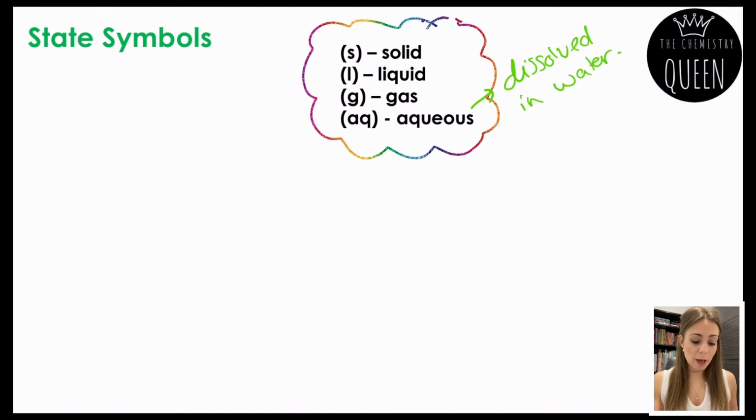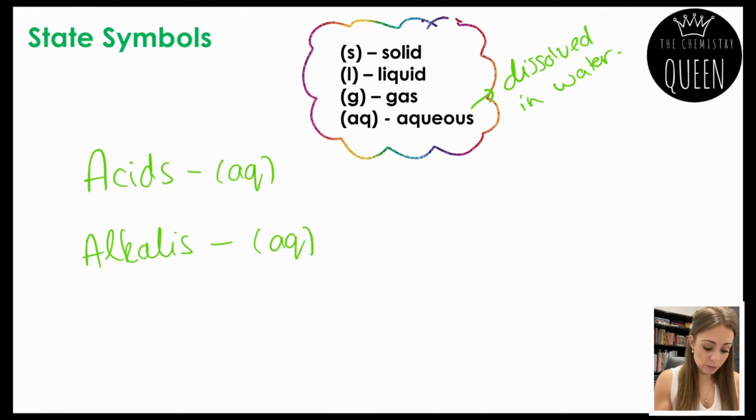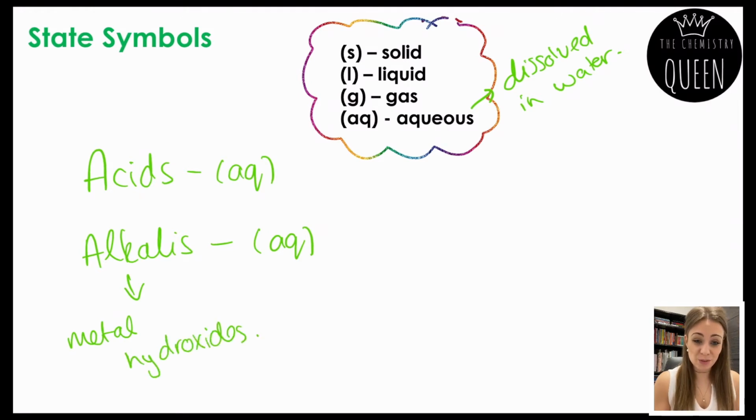So there are groups of compounds or types of compounds that will have the same state symbols. Acids, for example, so all acids will be aqueous, so they will always have the state symbol AQ. Alkalis will also have the state symbol AQ, remembering that alkalis are metal hydroxides, well, the majority of them will. You'll see later in the course that some of them aren't very soluble, but you'll address that later on in the course. So group 7, you need to know the state symbols of group 7, that'll be really helpful.